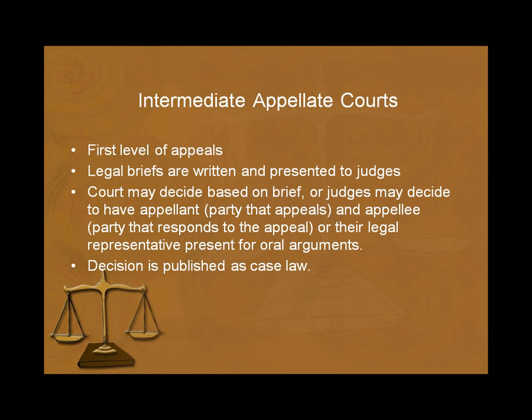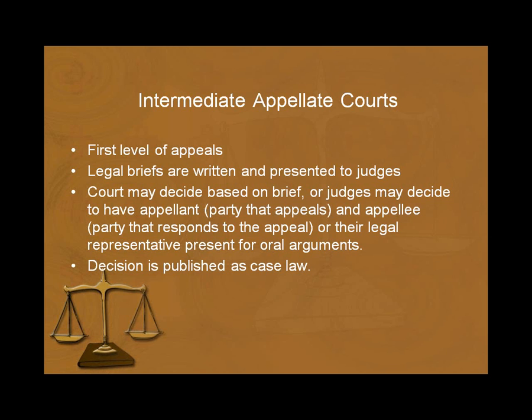At that point, the judges decide whether they want to decide based on just the briefs or whether it's important to them to hear oral arguments. When they hear oral arguments, the legal representatives of each opposing side are present. The appellant is the side that is appealing, and the appellee is the side that is responding to the appeal. Usually at an appellate level, you don't have the parties who are involved present. They can be present as far as I know, but they don't necessarily appear at appellate court hearings. The decisions of appellate courts are then published as case law.